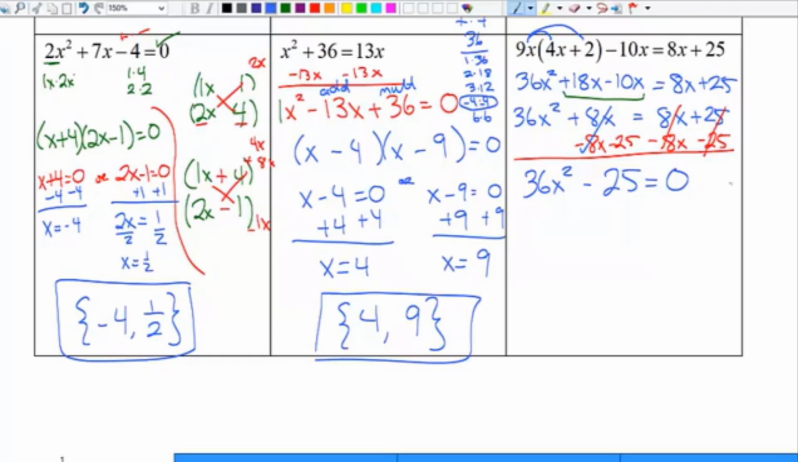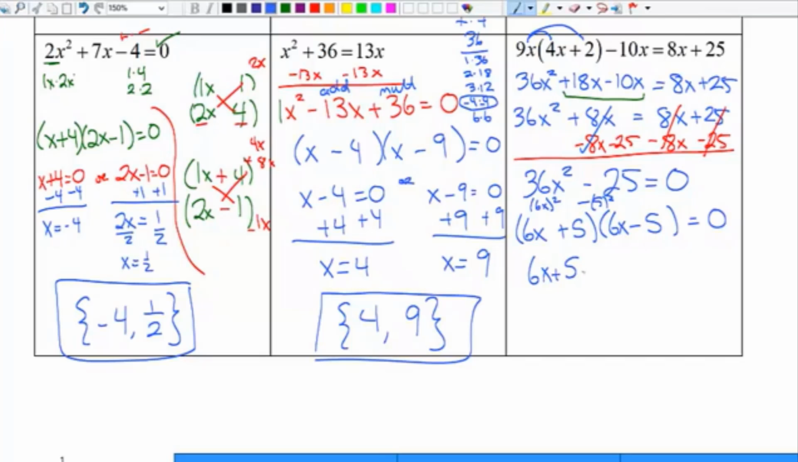So all of those steps were just to complete step 1, which said put it in standard form, make sure it's equal to 0. Step 2 says factor. This is a no GCF, but it is a difference of squares. So to get 36, I take 6x squared, and to get 25, that's 5 squared. So that's 6x in the fronts, 1 plus and 1 minus, and 5's in the back. So 6x plus 5, 6x minus 5.